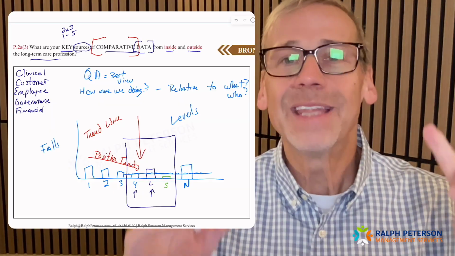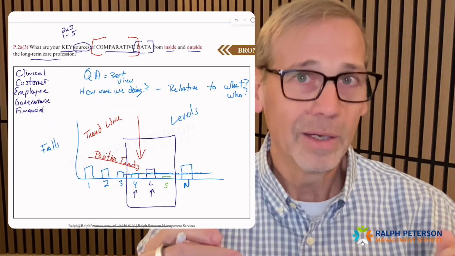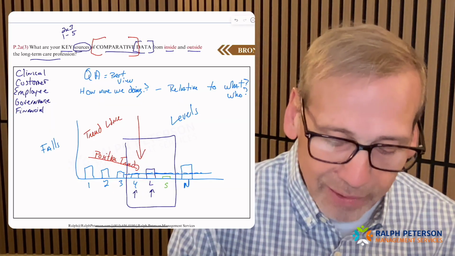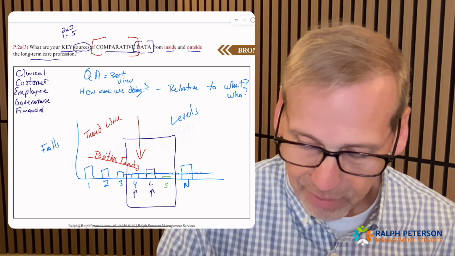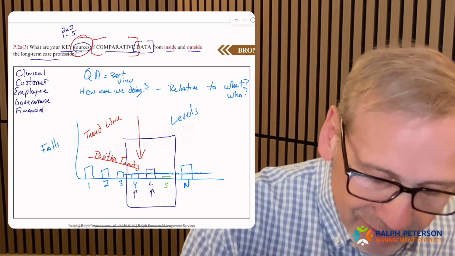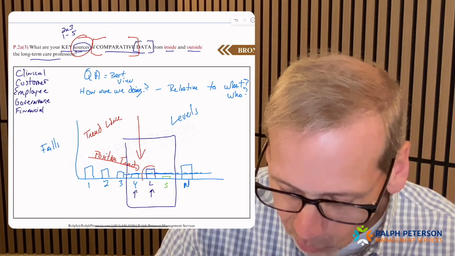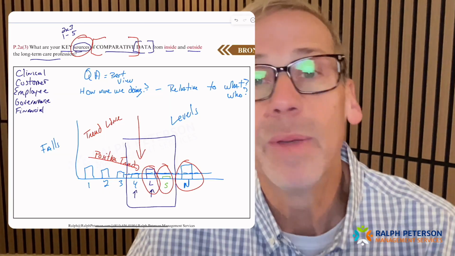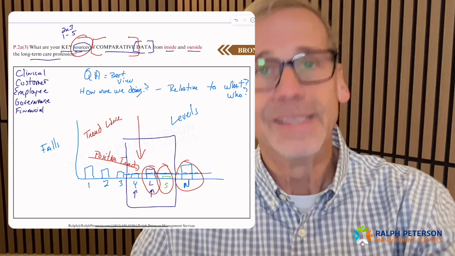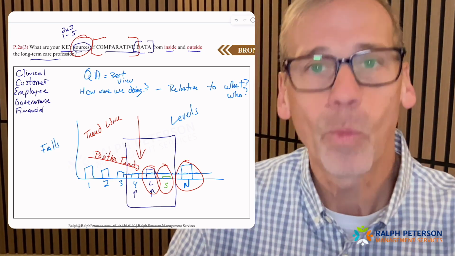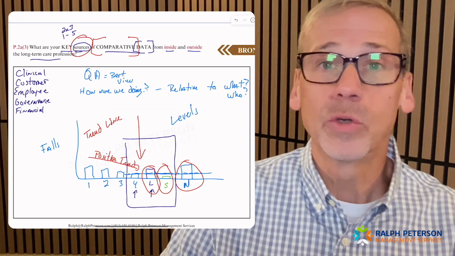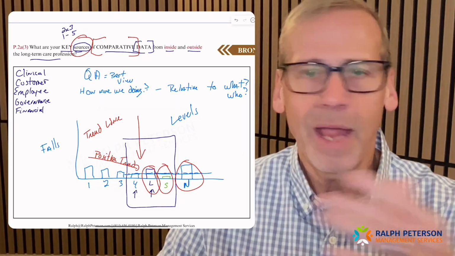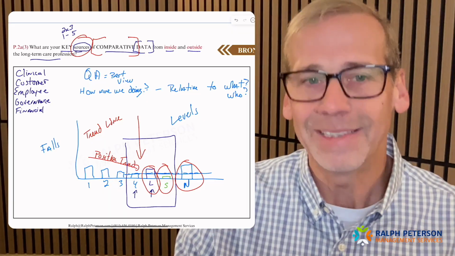The question that we're asking here is, what are your key sources? Where do you get the local, the state, and the national numbers? Where do you even find this data? That's this question. You're saying, okay, we're doing really great compared to the state. How do you know? Where do you get this state data?